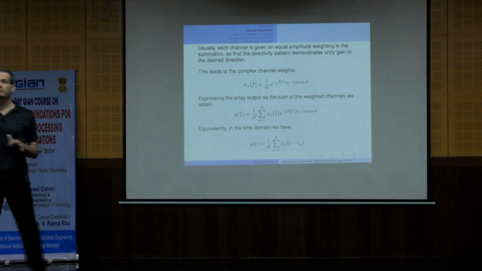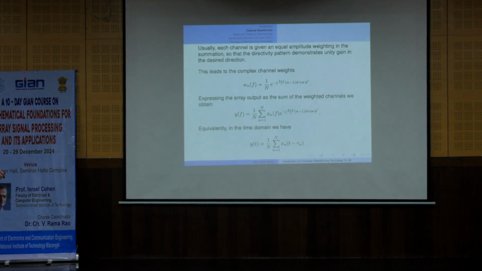So this kind of beamforming, you see, we didn't change the magnitude of the weight. The magnitude of the weight is still 1 over n. We just change the phase. So this is called delay and sum, because we delay each sensor signal, and then we take the summation.